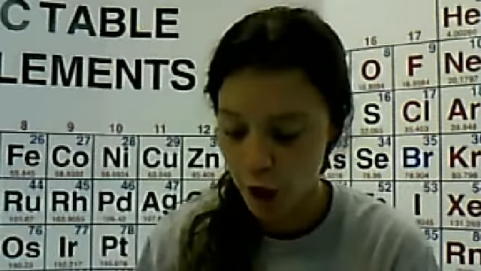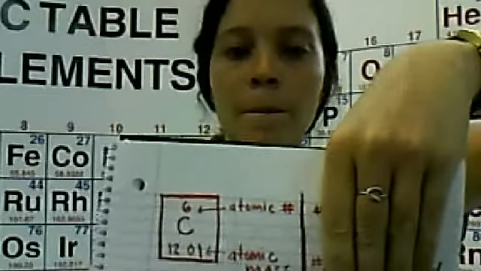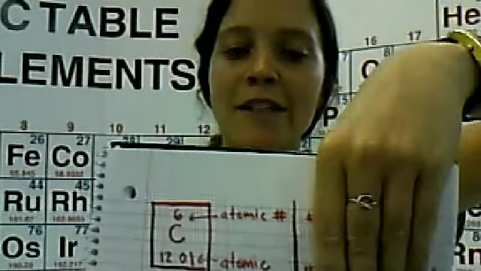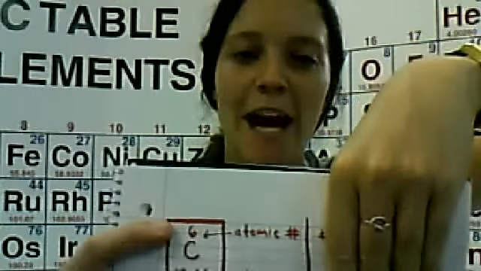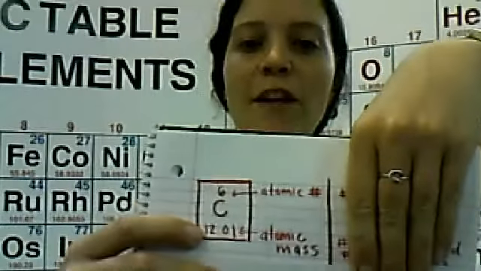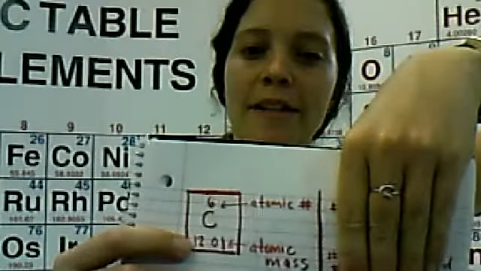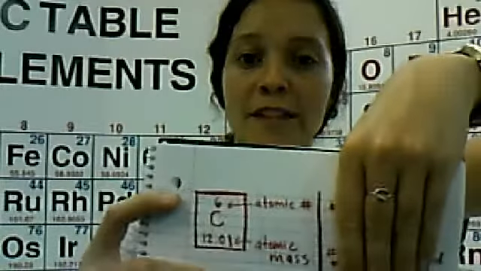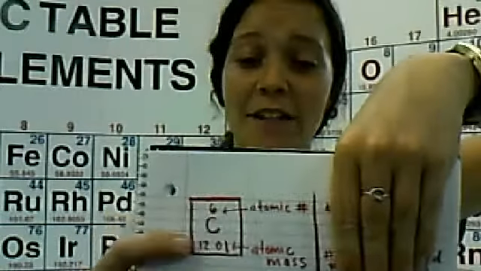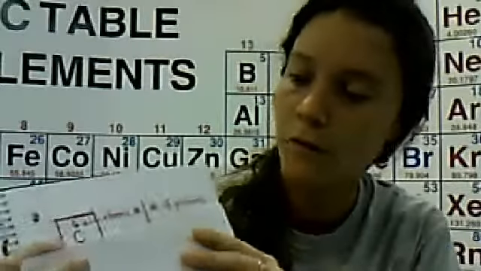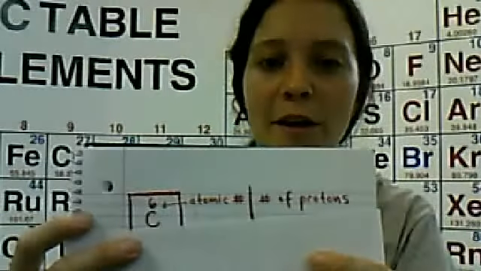So the first thing we're going to do is write an example of a periodic square for carbon. As you can see, there's a 6 on the top, which is the atomic number, and there's 12.01, which is the atomic mass. The atomic number represents the most important part of an atom, which is the proton. The protons decide what the element is going to be. So go ahead and write atomic number is the number of protons.